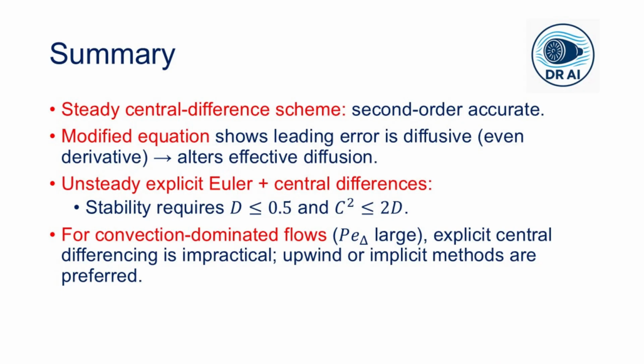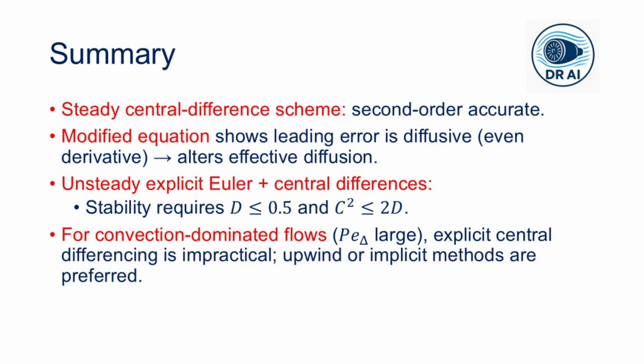Summarizing and closing this particular lecture, let us recap what we have learned in this lecture up till now. We started with the steady convection diffusion equation, discretized with the central differences, and found it to be second order accurate. By deriving a modified equation, we discovered that the leading error term is a second derivative that modifies the effective diffusion coefficient. So this is a form of numerical diffusion that depends on the grid Péclet number. Then we moved to the unsteady case and performed a von Neumann stability analysis for the explicit Euler central difference scheme. We derived two conditions.